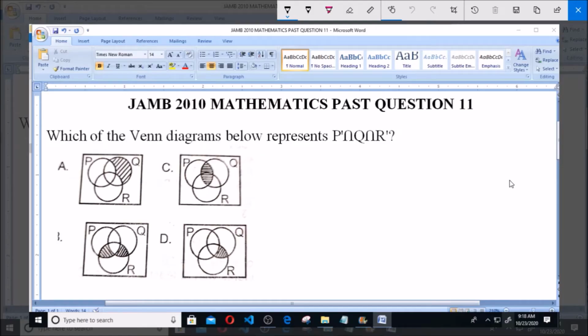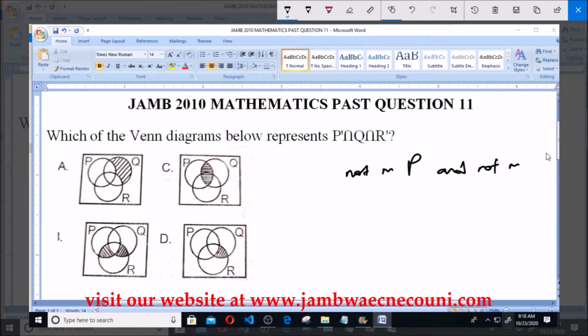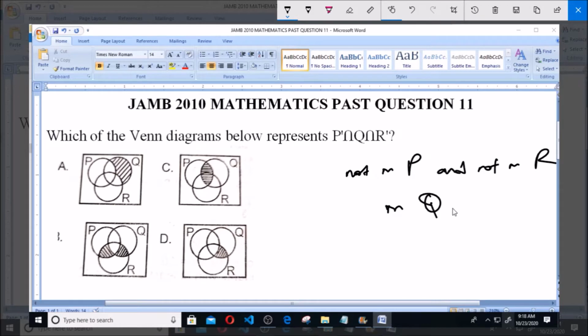I'll be answering JAMB 2010 Mathematics Past Question 11. Which of the Venn diagrams below represents P prime intersects Q intersects R prime? That is, which of these Venn diagrams simply represents contents which are not in set P, and also not in set R? That's what this prime represents. That is, not in P or R, but in set Q.